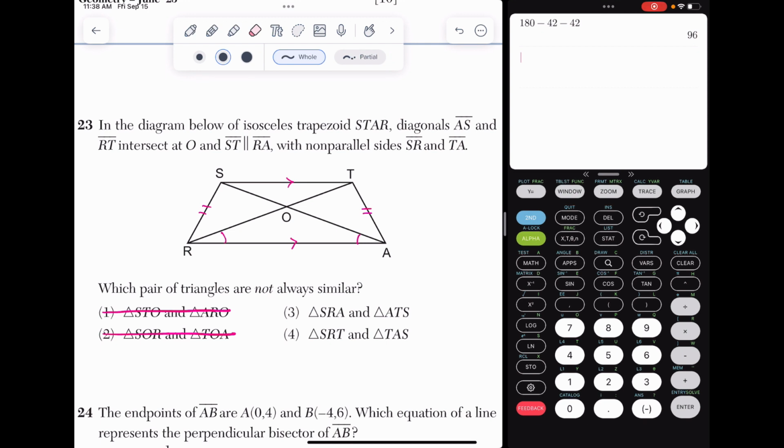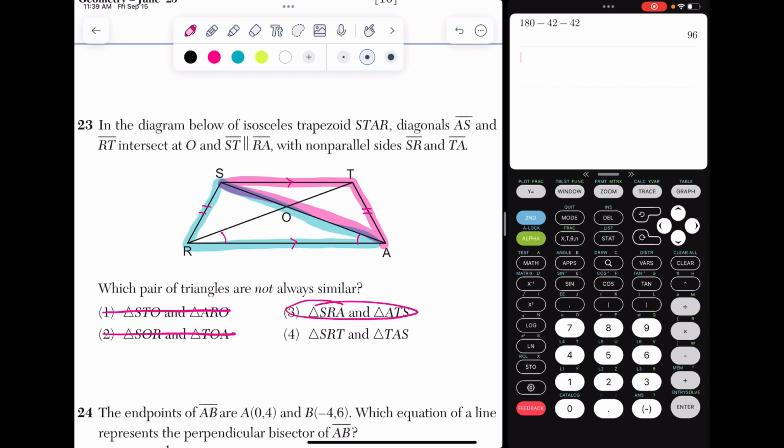All right, for choice 3, triangle SRA, I'm going to use a highlighter here, and triangle ATS. This one definitely looks incorrect to me. Like, we don't know that these are similar to each other. You can kind of just look at the angles and see that the corresponding angles are not congruent. But can we basically verify at all that any of the angles from one of these triangles is congruent to the other? No, we can't. So these are going to be our answer here as to why they are not always similar.